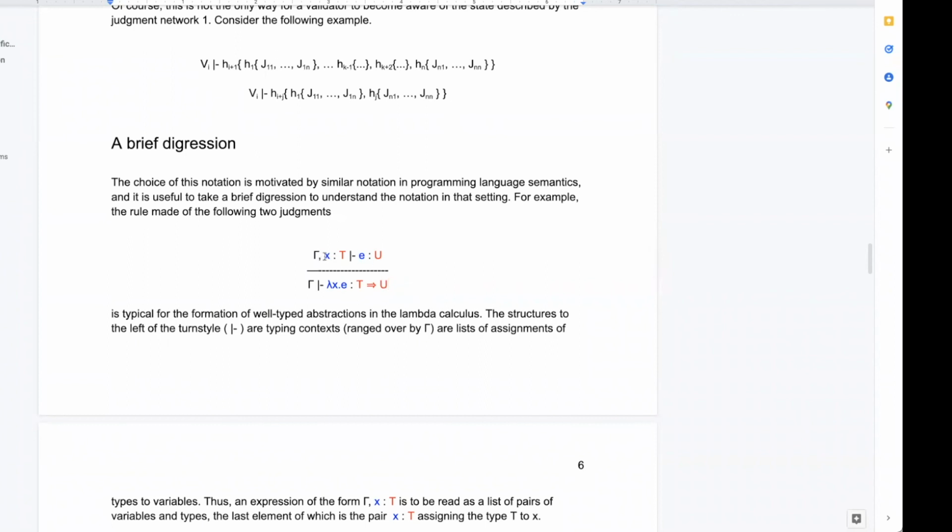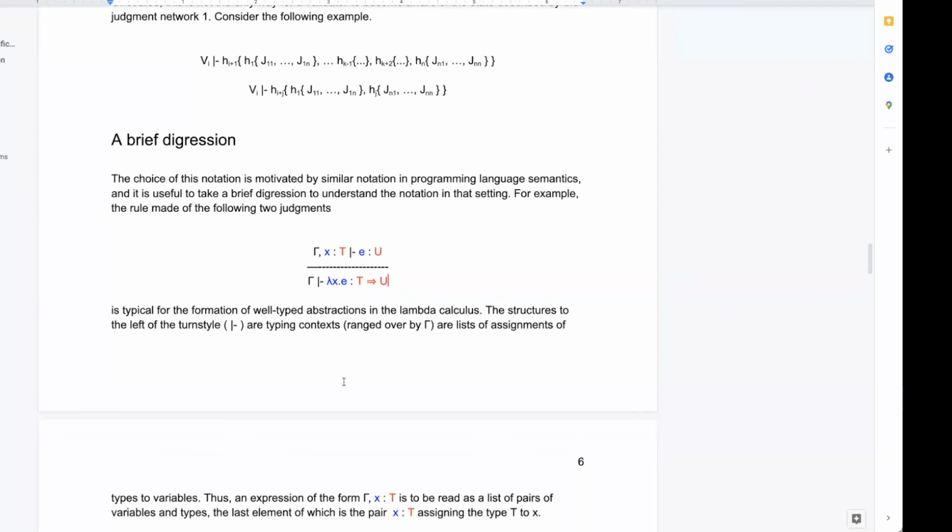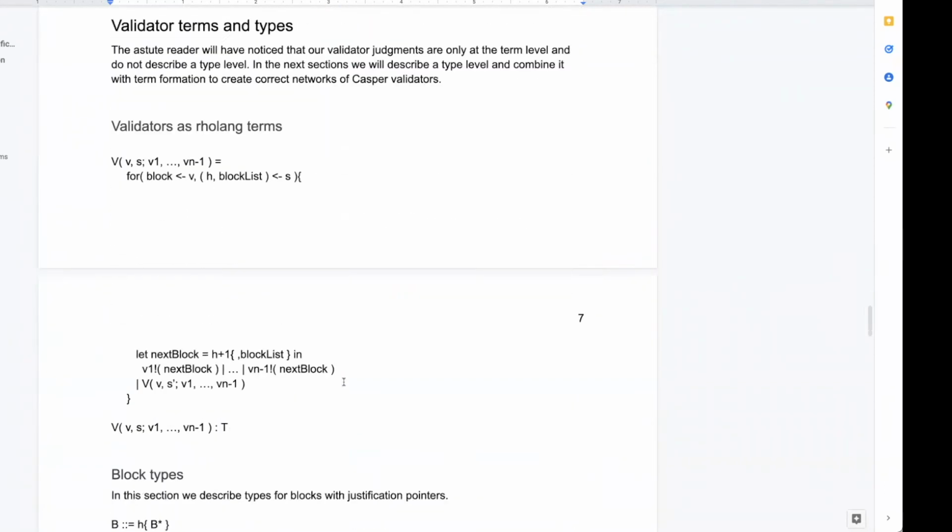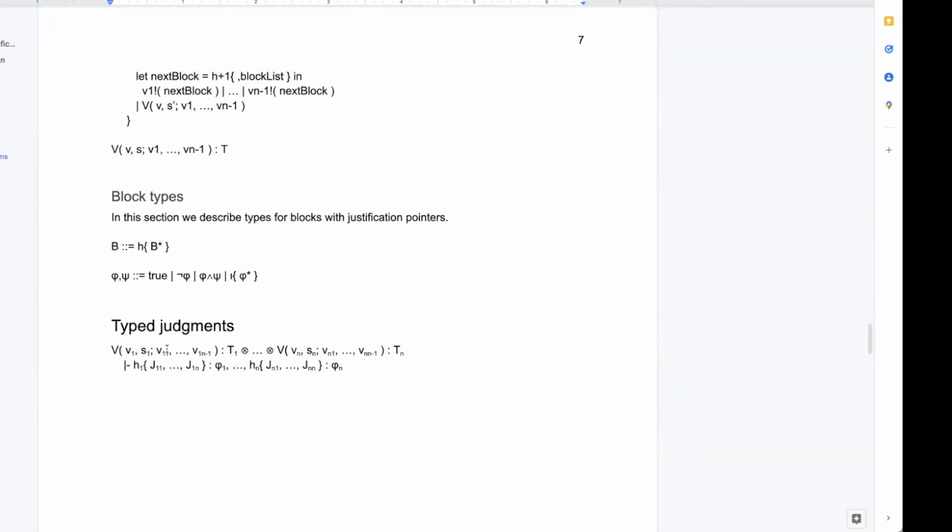Okay, so here we've got some stuff on the left that we're also decorating with type information. And we've got stuff on the right that we're also decorating with type information. So the blocks are decorated with type information. And well, we're out of time, but here's the shape of what's going to happen.